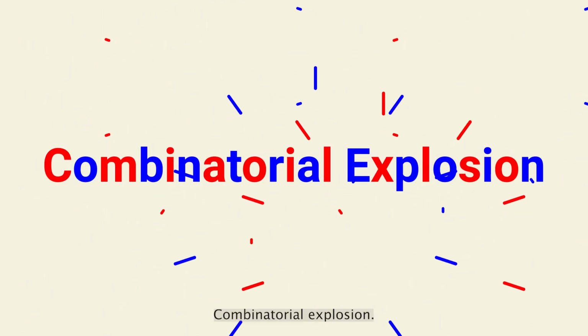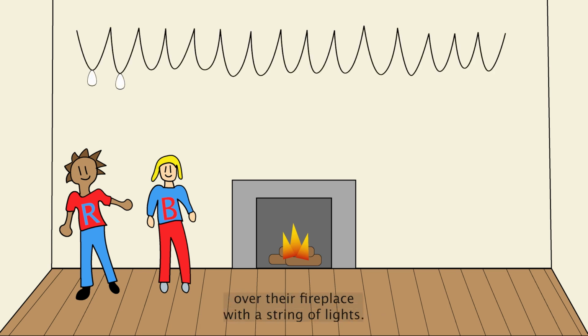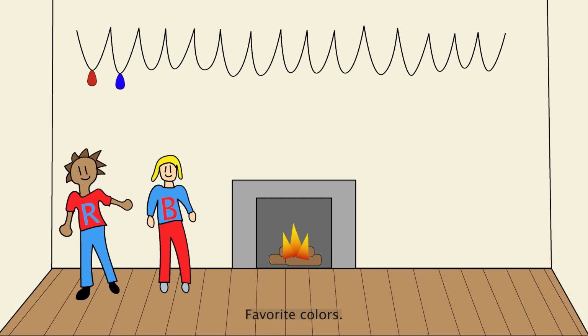Combinatorial Explosion. This is R&B. They just moved into a new apartment. R&B want to decorate the wall over their fireplace with a string of lights. Each light in the string will be either red or blue, since those colors are R&B's favorite colors. R&B can program each light so it displays either red or blue.